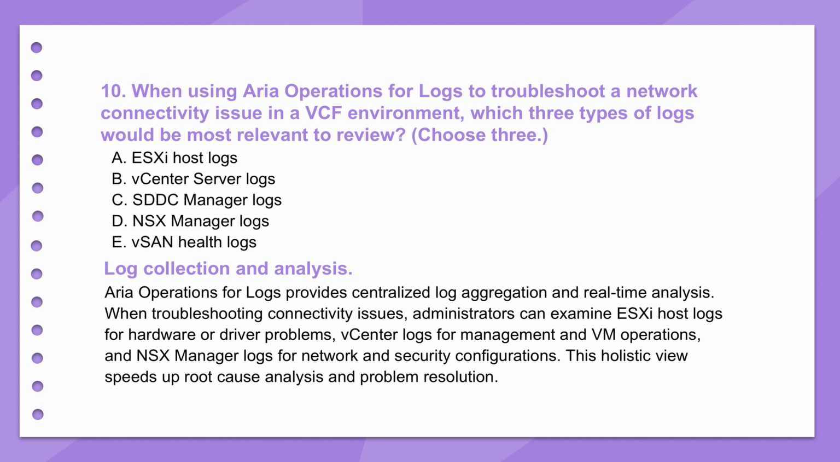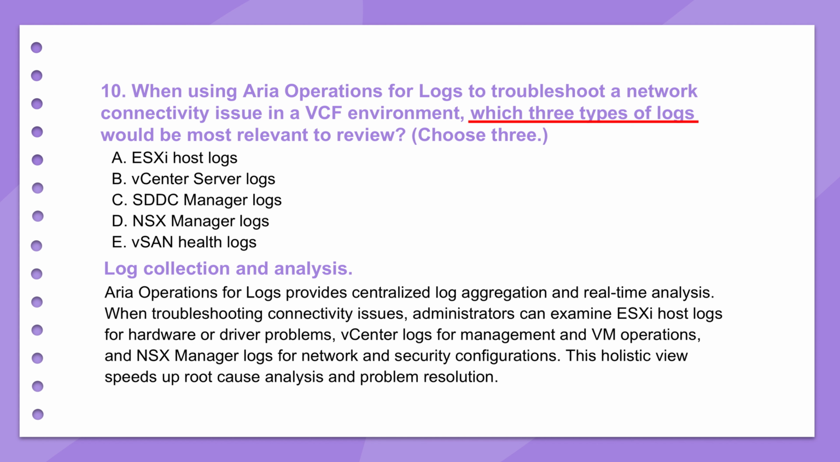Imagine a practical scenario. You've got a network connectivity issue in your VCF environment. Things just aren't talking. You're using a tool like Aria Operations for logs. Where do you start looking? Which logs are most likely to hold the clues? Okay, network connectivity problems. Yeah, that's a common one. When you're digging through logs for that, you'll typically focus on three main types. Three main types. Which ones?